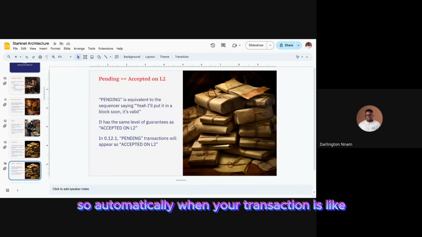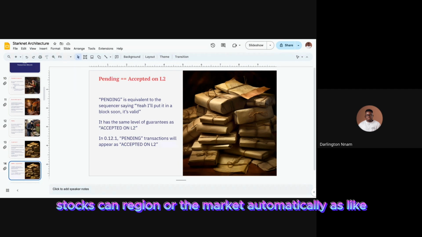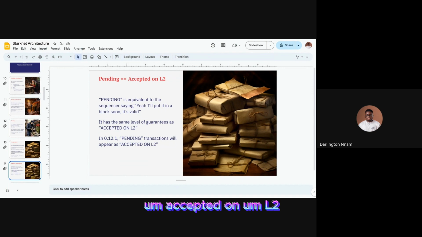So automatically, when your transaction is executed by the sequencer, Starkscan, Voyager and all the others automatically mark it as accepted on L2.